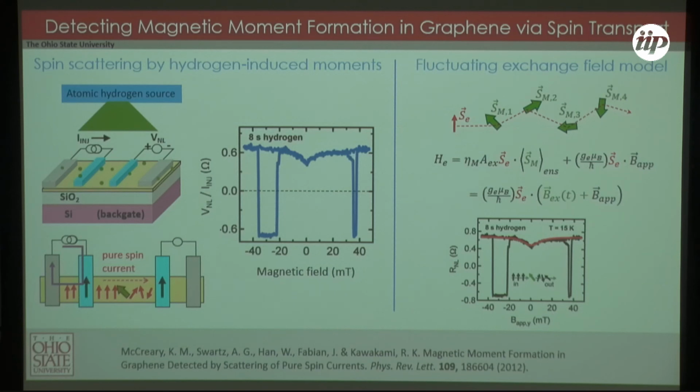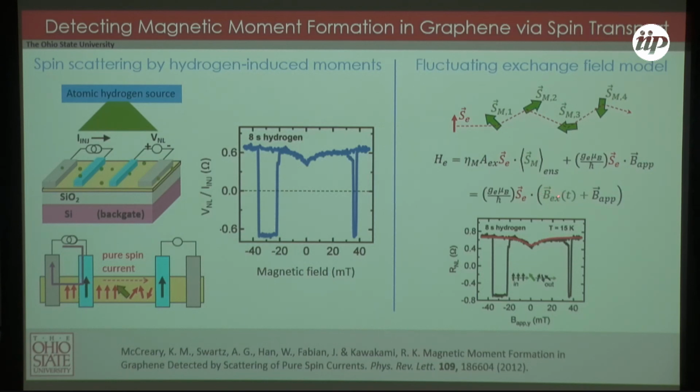conversed. And actually, the data can be explained pretty well as a fluctuating exchange field model. So the idea is that there's a bunch of moments, and the spin is going to go through and sample them. And the spin has two interactions. One is an exchange interaction with this magnetic moment, and the other is the Zeeman term, the applied field, right? And you could just cast this interaction as an exchange field, but since you're hopping from place to place, it's a time-varying exchange field.